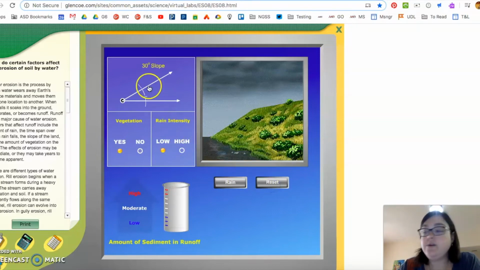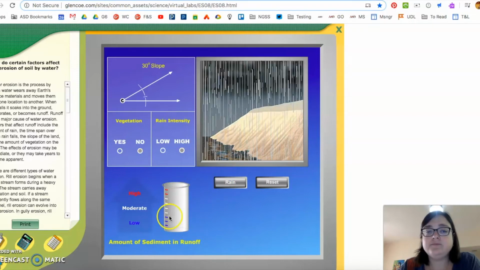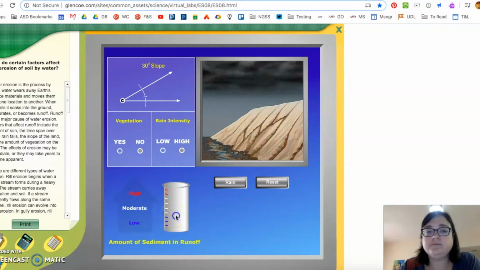Now we're going to have 30% slope, no vegetation, and high rainfall. Do you think that'll cause more erosion than no vegetation and low rainfall? Let's see. That's a lot of erosion. Go ahead and read the beaker readings and write that down. Everybody got it? Okay.